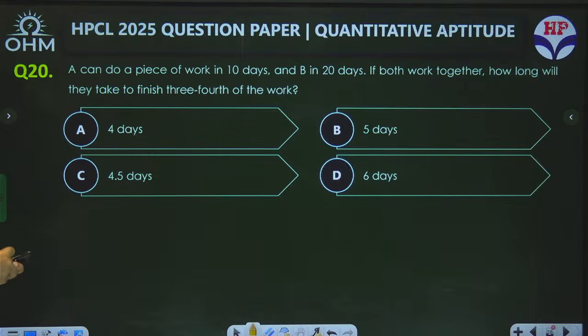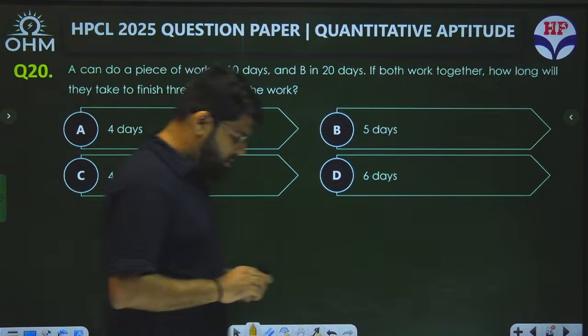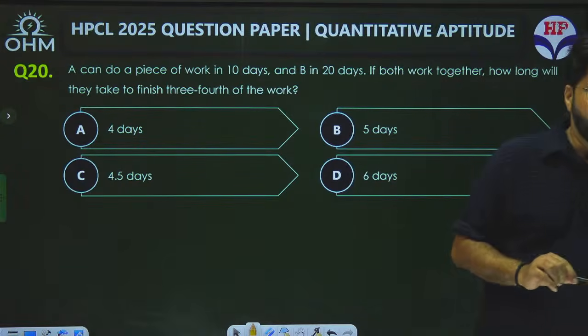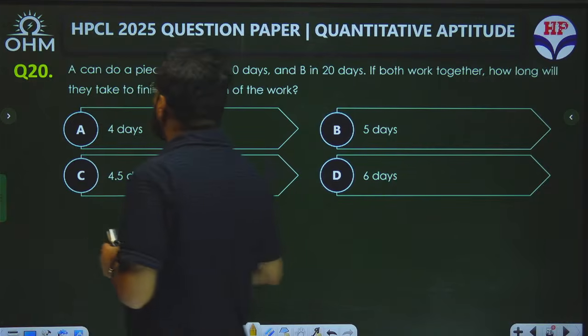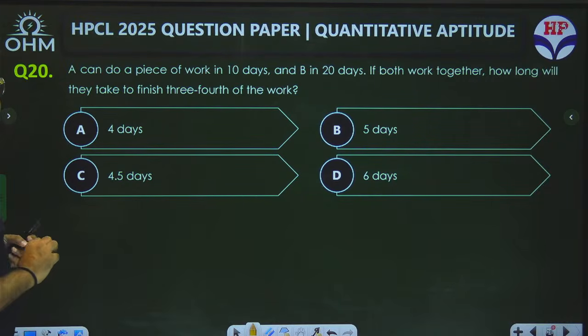Now, A can do a piece of work in 10 days, B in 20 days. If both work together, how long will they take to finish 3/4 of the work? Simple concept of efficiency. Let us do it by the simple concept of efficiency.